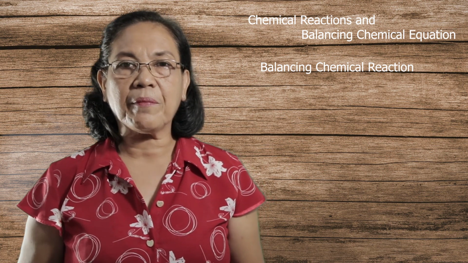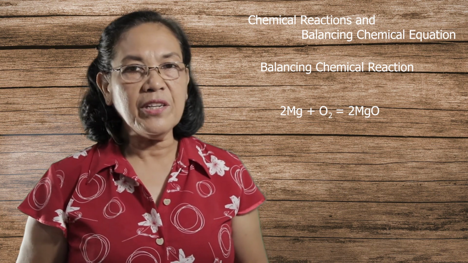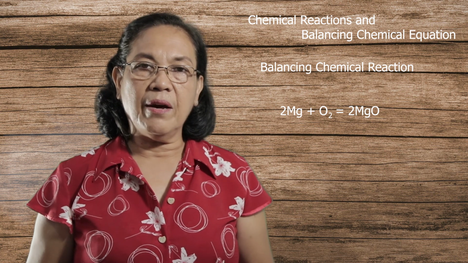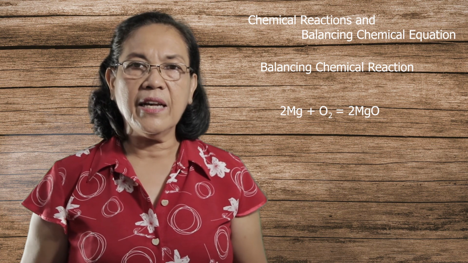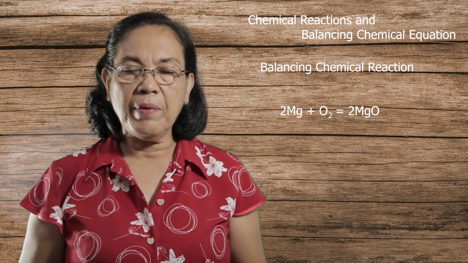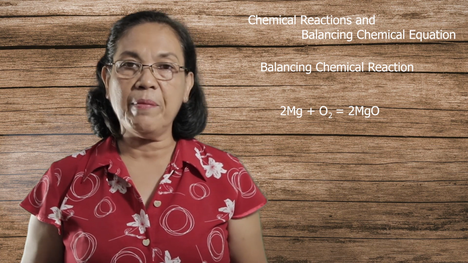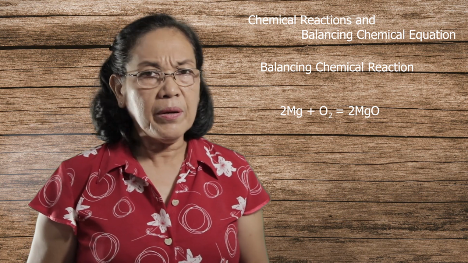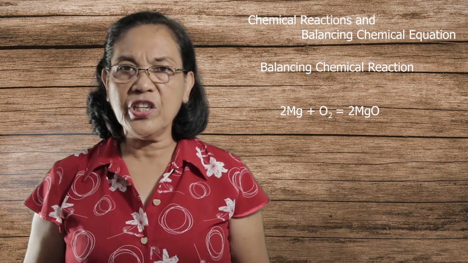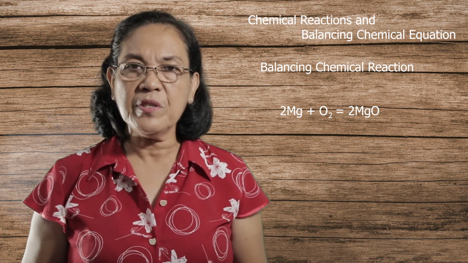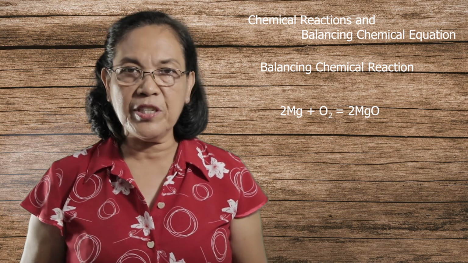For example, the reaction between magnesium and oxygen. If magnesium reacts with oxygen, the product formed is magnesium oxide. So you can see that magnesium plus oxygen, which is O2, will form MgO, or magnesium oxide. So look at which of the three is the most complex part. If you check or inspect, it is the MgO which is the most complex part. So this will be your reference point.